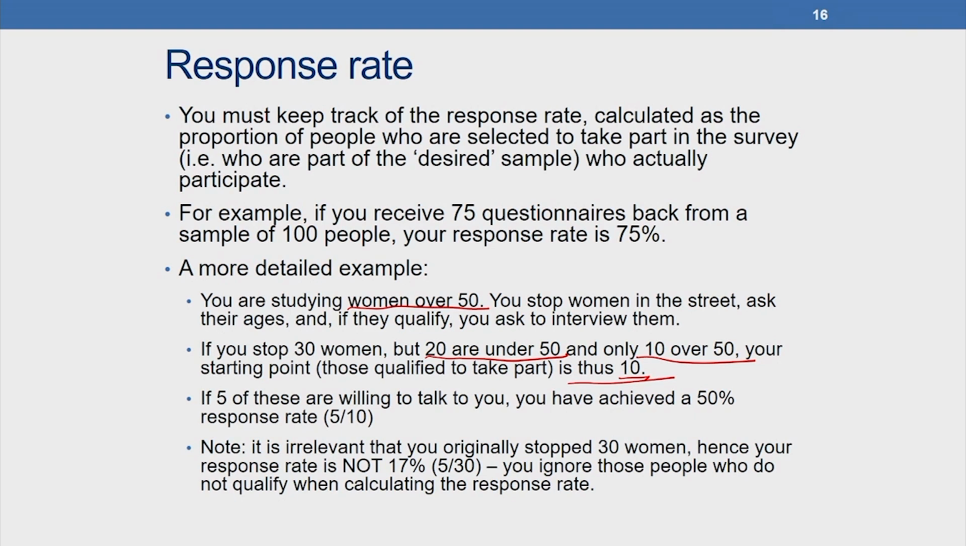So, it is important to note that it is irrelevant that you originally stopped 30 women, hence your response rate is not 17%, which is 5 on 30, but you ignore those people who do not qualify when calculating the response rate. However, there is a word of caution that needs to be borne in mind regarding this number 10.